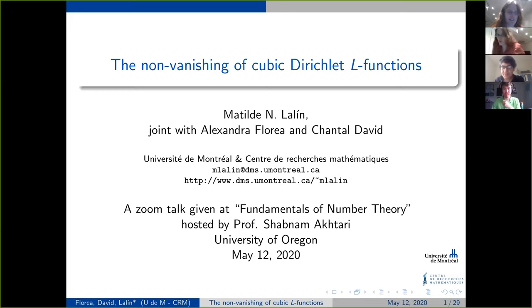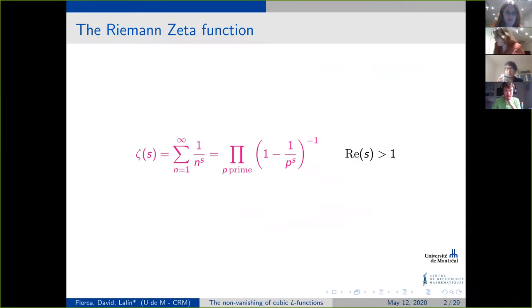Okay, so I'm going to be talking about non-vanishing of quadratic Dirichlet L-functions. I'm going to start with a bit of motivation. First, let me say a few things about the Riemann zeta function.